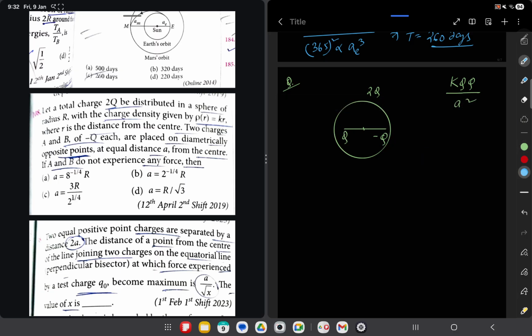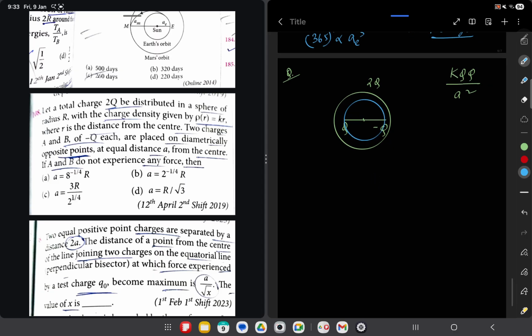Now let's assume this 2q charge is distributed over here, so if you find out the field on this surface, how to do this one? So you know that the integral of E dot dA equals q by epsilon naught, and E dot dA means E into area. Area is, let's assume, 4 pi r square, equal to q, you may write rho into dV by epsilon naught. What is rho? Rho given to you is kr. So kr into dV, where dV is 4 pi r square dr, by epsilon naught.